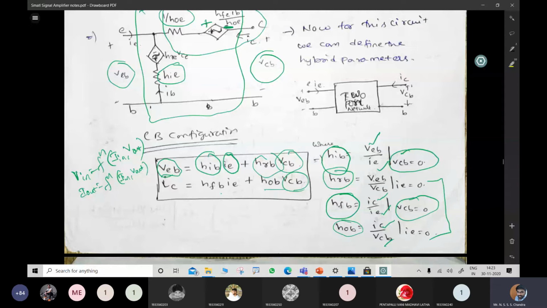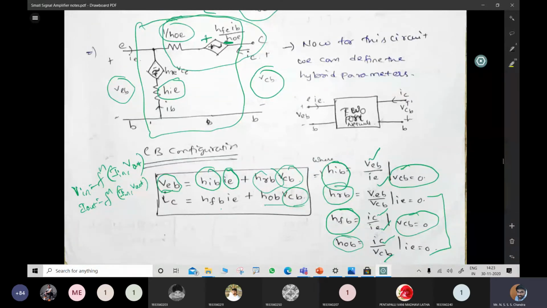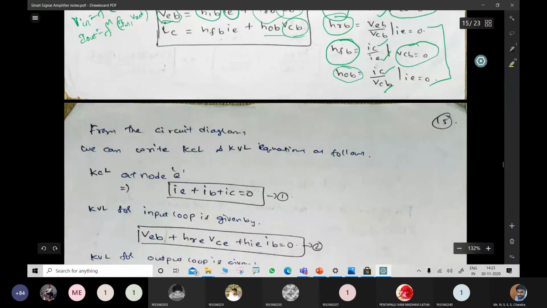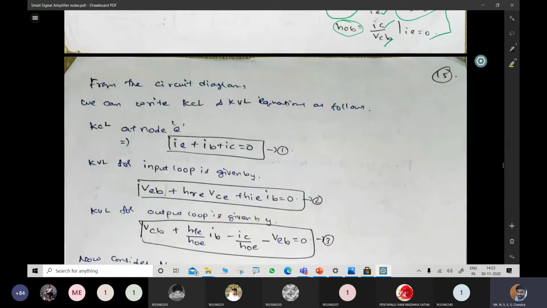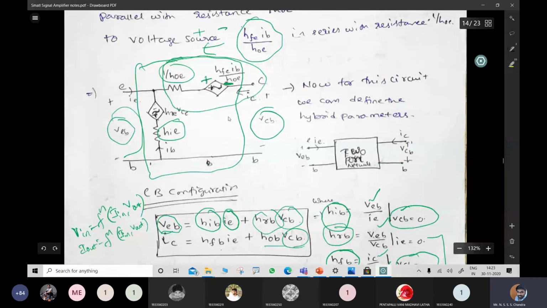So to write these values like VCB equal to 0 or IE equal to 0, we need to have some equations, right? So to get these equations, we are going to write the KVLs. We have two circuits here, an input loop and an output loop. So we are going to write two KVL equations, and KCL also. So at node E, I'll be erasing all those things.